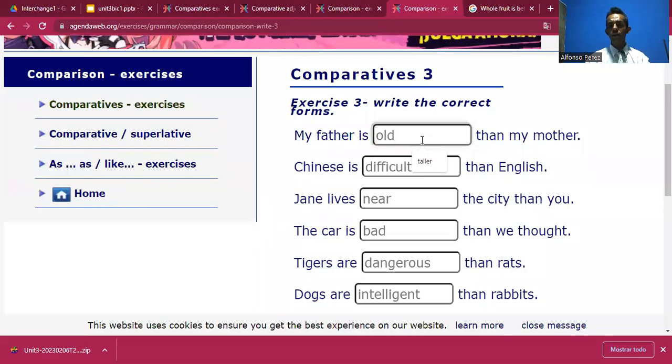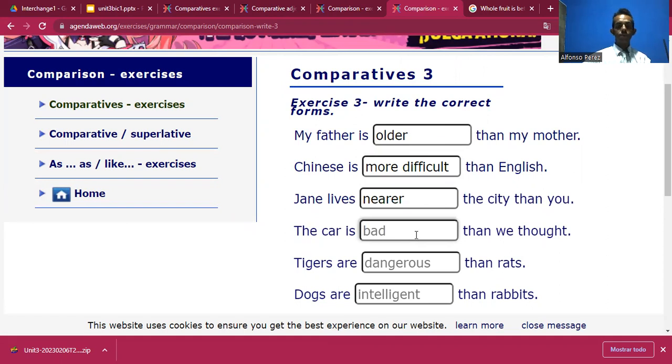Okay, we have here my father. My father is, what kind of adjective is old? Old is a short one. You need to add ER. Older, older than my mother. Chinese, then English, difficult, so it's a long one. You say it's more difficult than English. You have the word near, so it's a short one. You say Jane lives nearer, or more near. So you say nearer, okay?